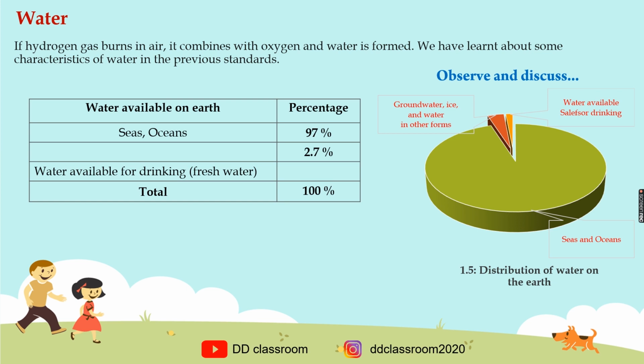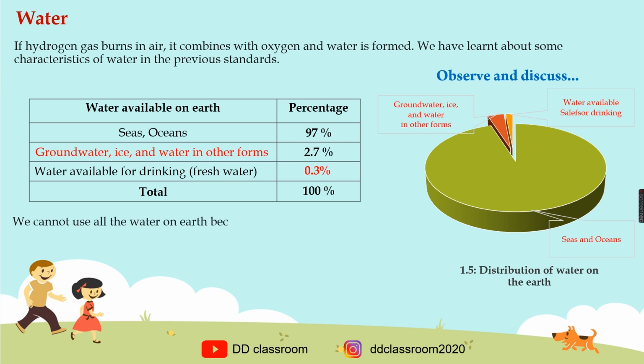Water available on Earth is 78%. Out of that, 97% water is in sea and ocean, which is salty and cannot be used for drinking. Groundwater and water in ice form, like in the Himalaya and Antarctica, is 2.7%. Water available for drinking is only 0.3%.